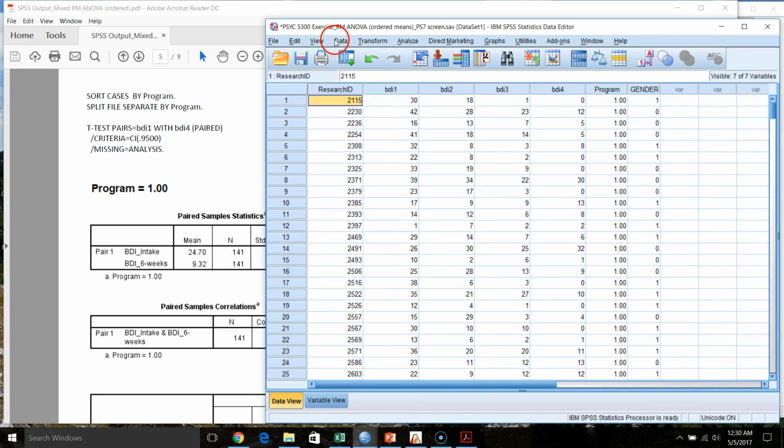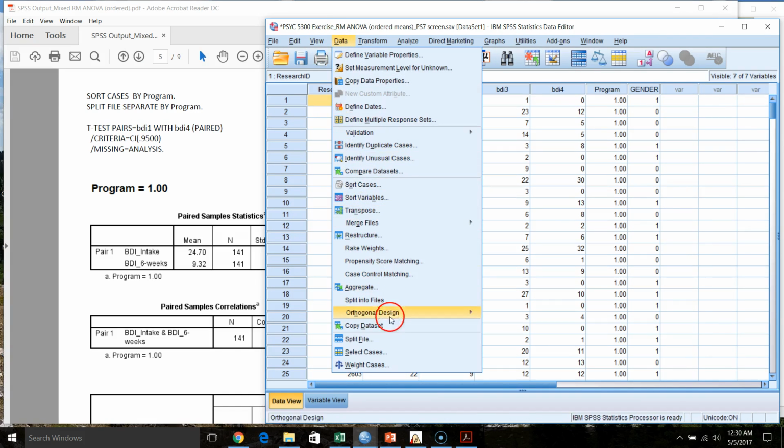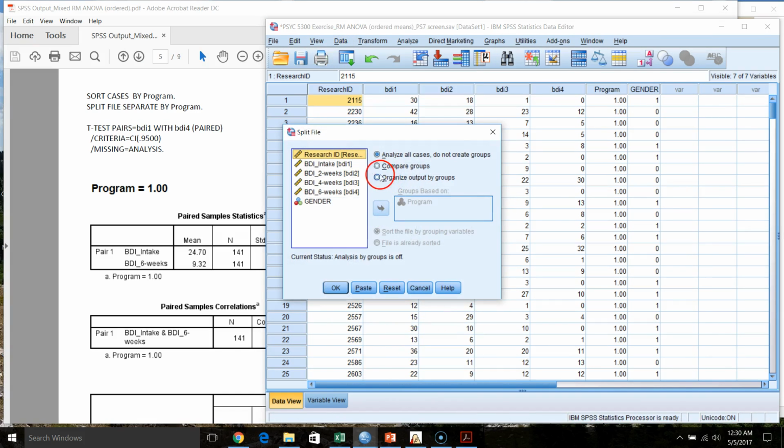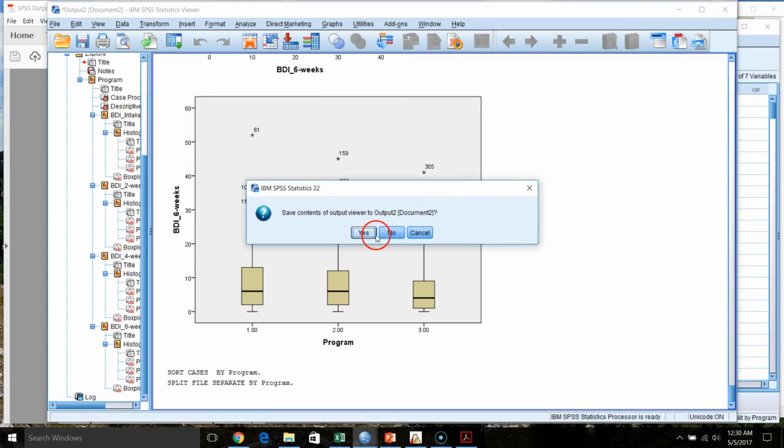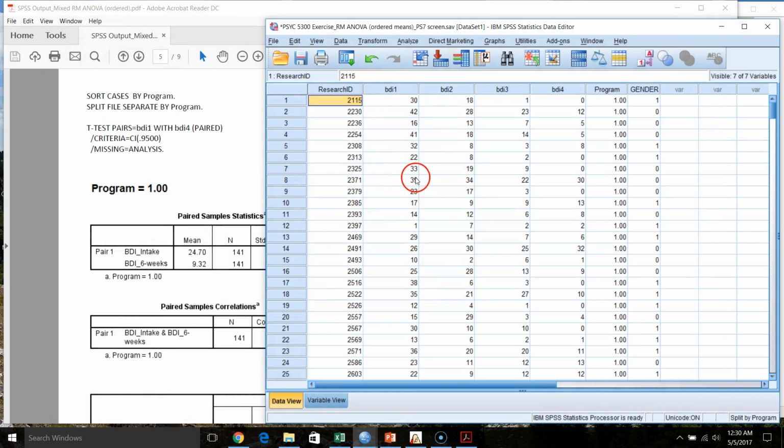If we go through Data, Split File, and we're going to organize output by our program variable. Okay, and we say OK. What this is going to do is split our file up, and so any analyses we run at this time are going to run unique analyses for program 1, program 2, program 3.